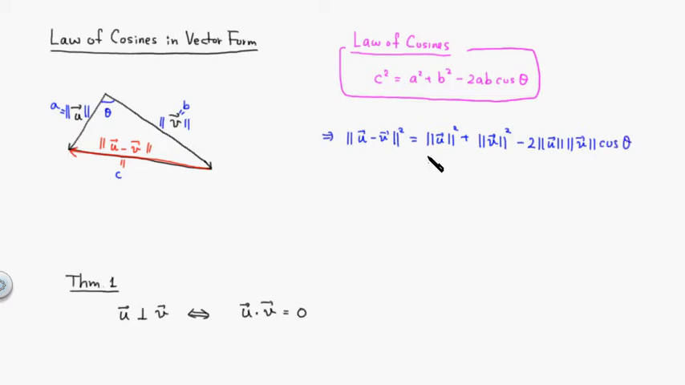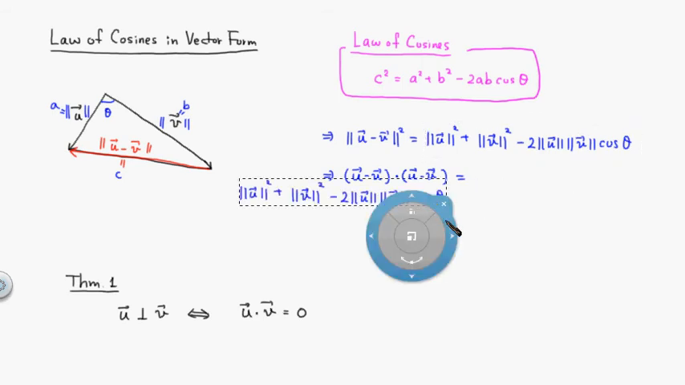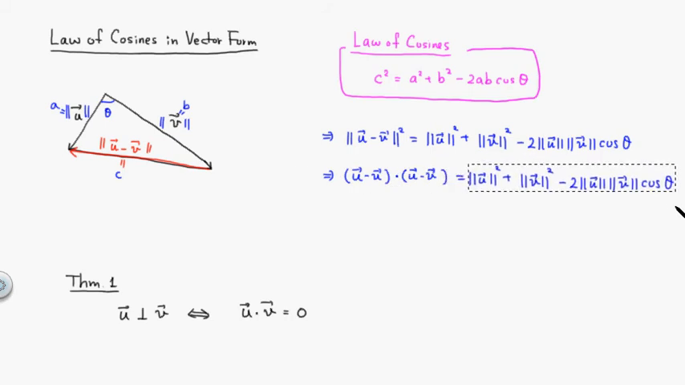Then we're going to expand the left hand side. Remember that the norm squared can be written as the dot product with itself. So we have the quantity vector u minus vector v dotted with itself, vector u minus vector v. Then this is equal to the right hand side, so I'm just going to make a copy of this and paste it right there.